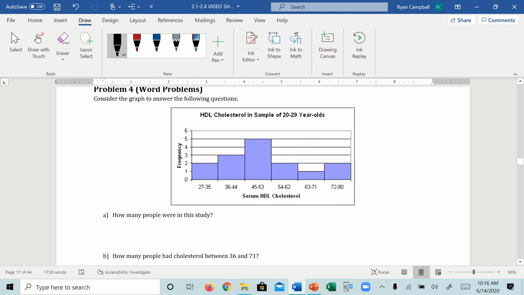So, how many people are in this study? How can you figure out how many people are in the study? Well, remember, the heights are going to be the frequencies, right? So these heights tell you how many people are there. So there's 2, 3, 5, 2, 1, and 2. So if we add up all these numbers, we end up with 15, right? So there are 15 people in the study.